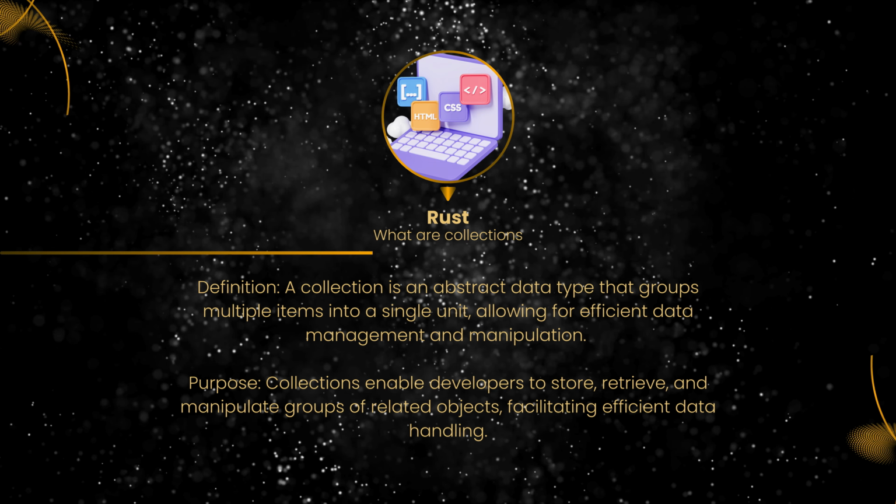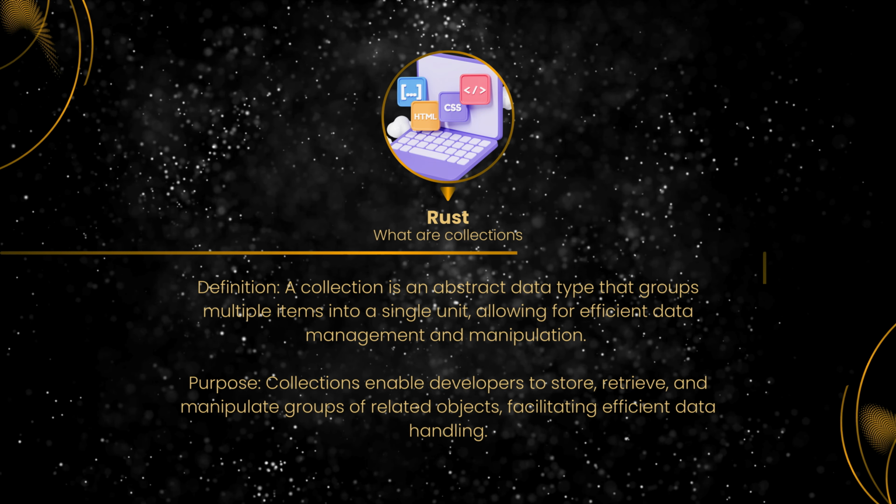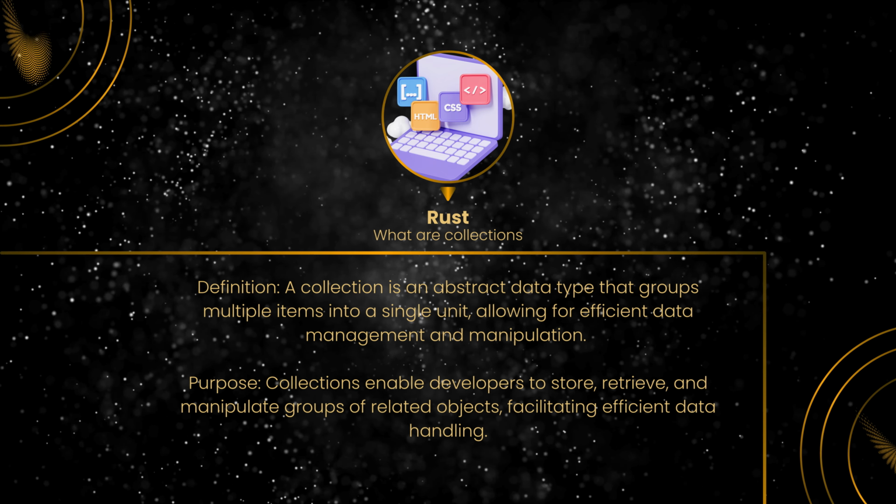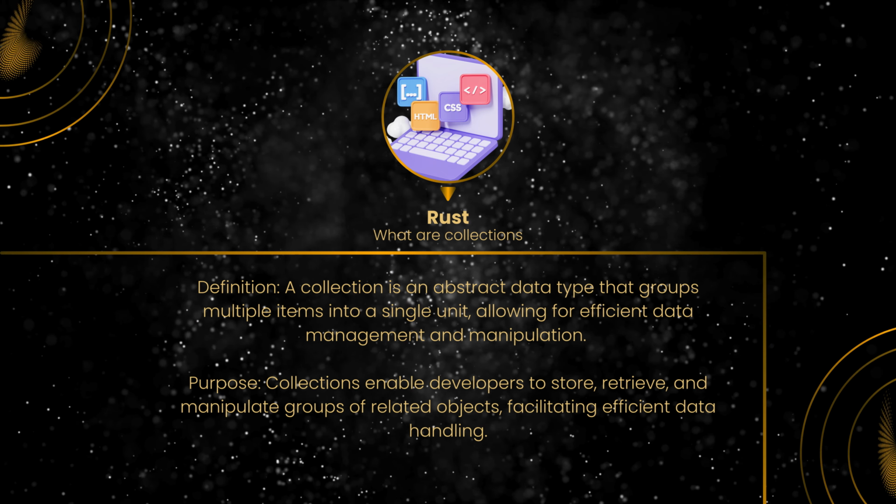So in Rust, a collection is an abstract data type that groups multiple items into a single unit, allowing for efficient data management and manipulation. The purpose of collections is to enable developers to store, retrieve, and manipulate groups of related objects, facilitating efficient data handling. Rust has many different types of collections.